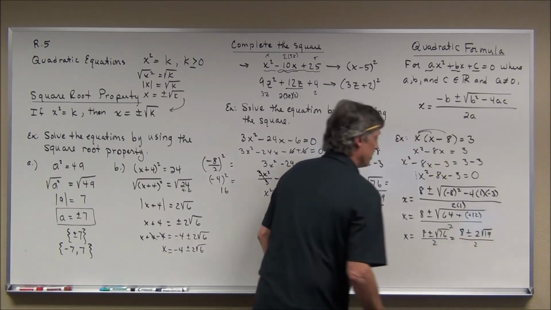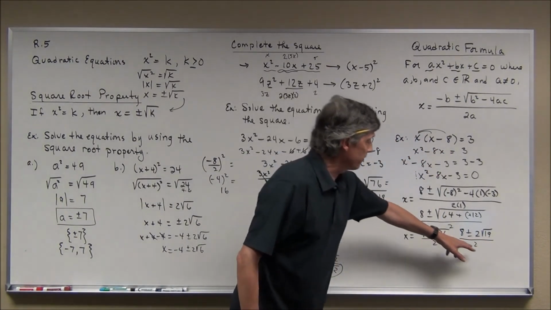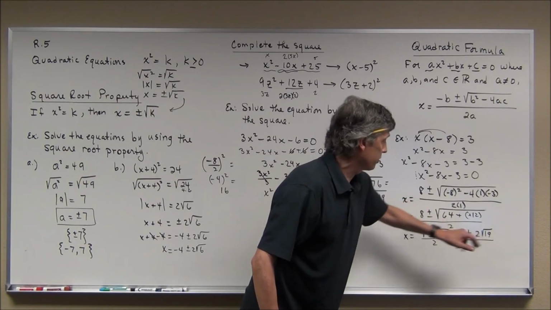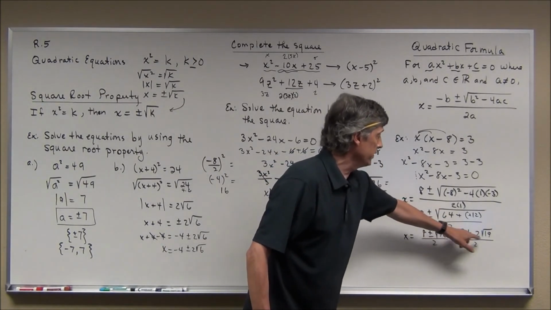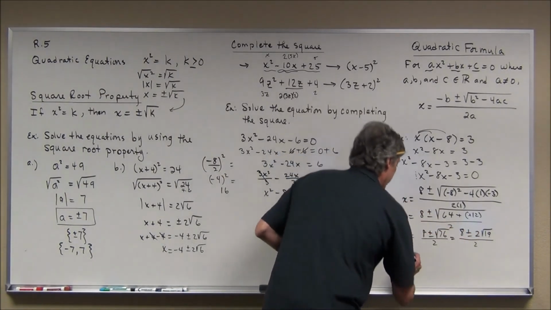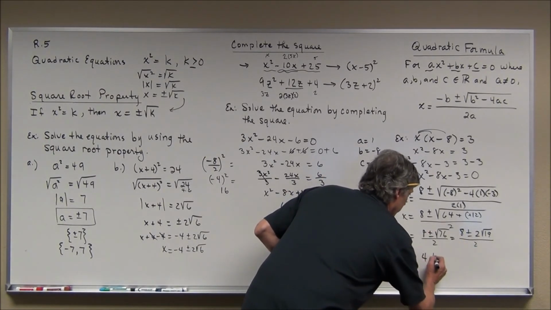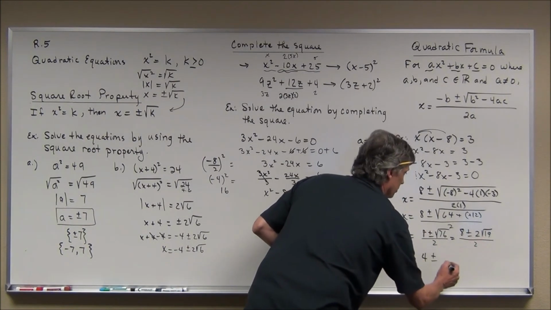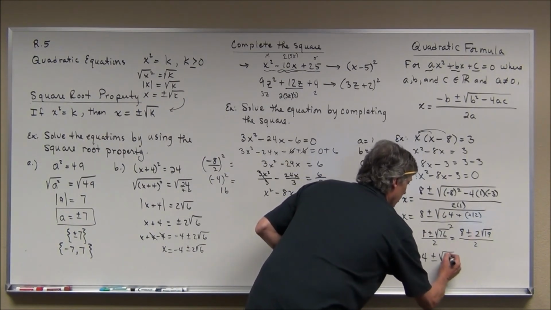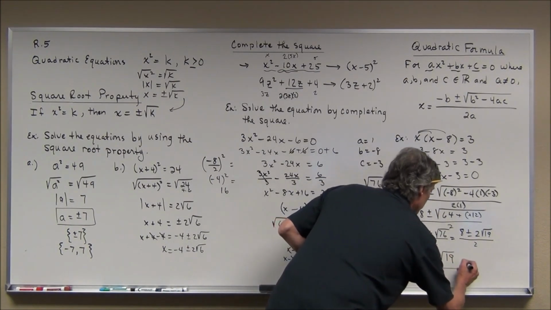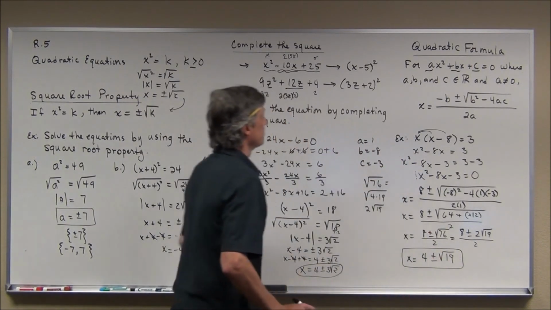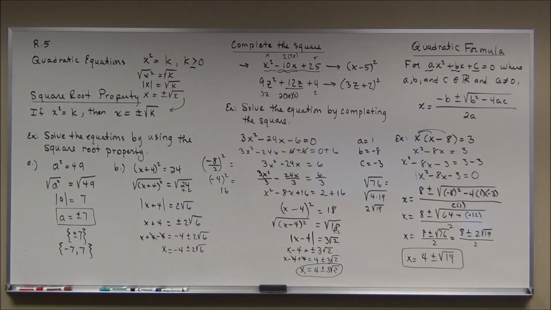Now the 2 that's in the bottom, I can simplify by dividing, but I have to divide it into both terms. And since I have those nice even numbers there, I can do that kind of conveniently. I get x equals 2 goes into 8 4 times, plus or minus 2 goes into 2 square roots of 19, well 2 goes into 2, 1. So that's square root of 19. And those two guys are my answers. Very important formula to remember.